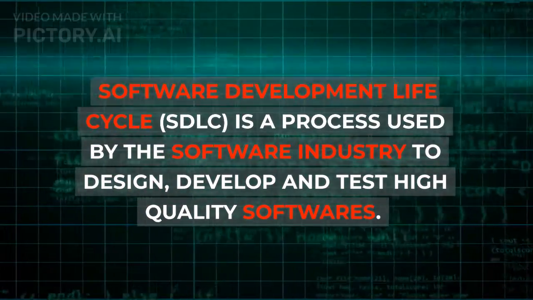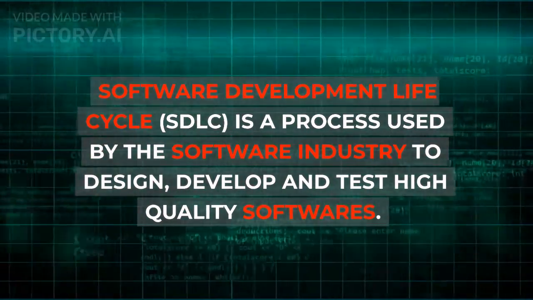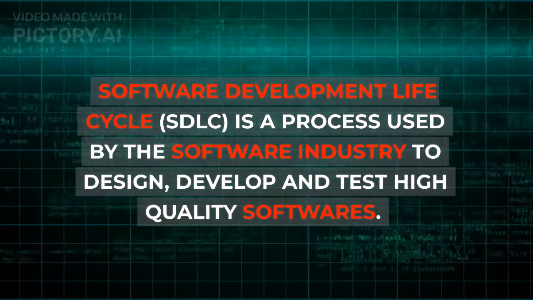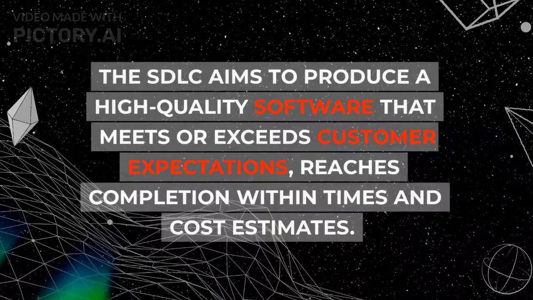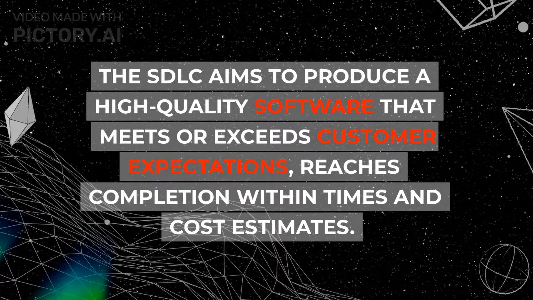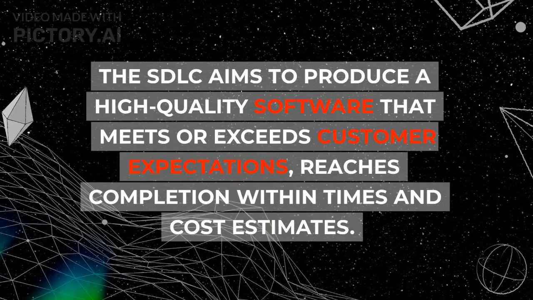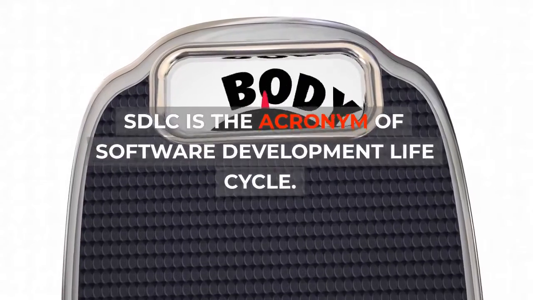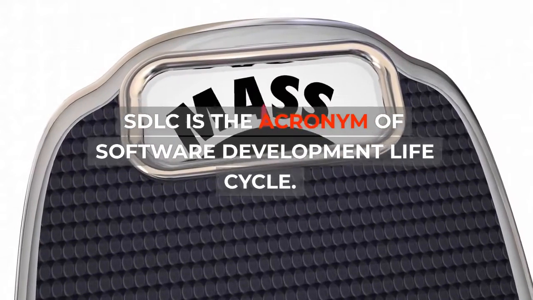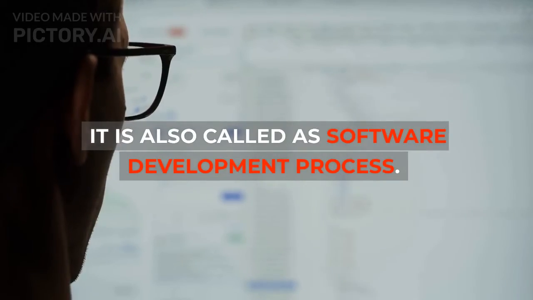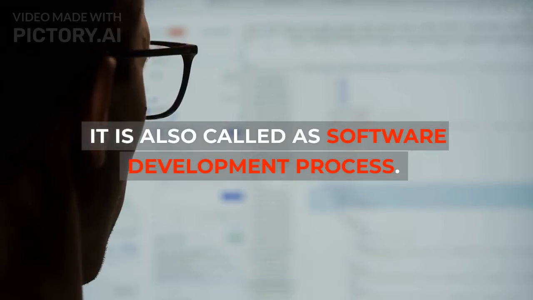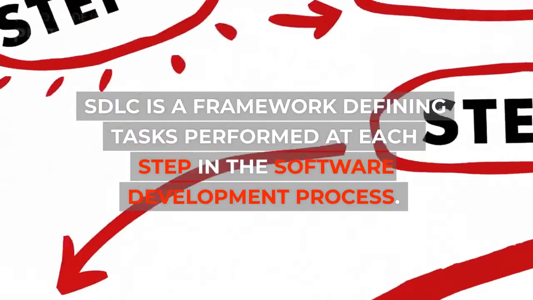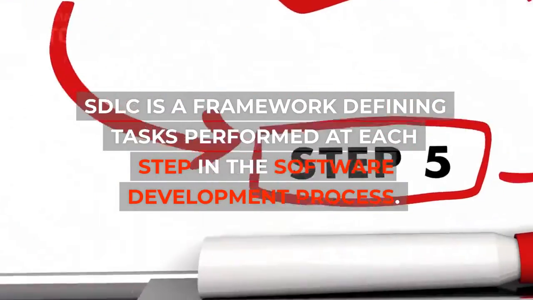Software Development Lifecycle, SDLC, is a process used by the software industry to design, develop and test high-quality software. The SDLC aims to produce high-quality software that meets or exceeds customer expectations, and reaches completion within time and cost estimates. SDLC is the acronym of Software Development Lifecycle. It is also called the Software Development Process. SDLC is a framework defining tasks performed at each step in the software development process.